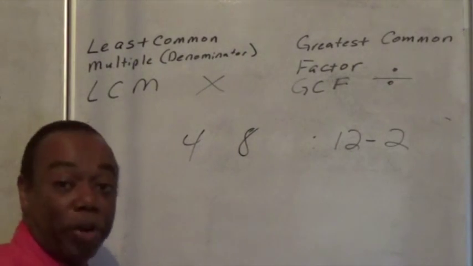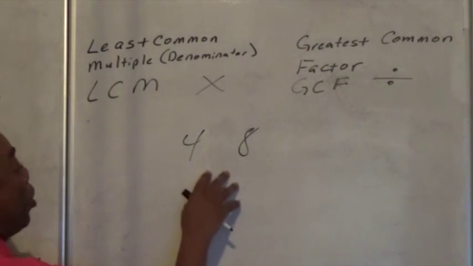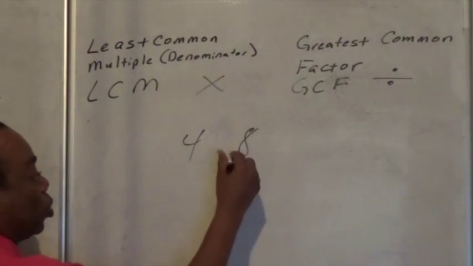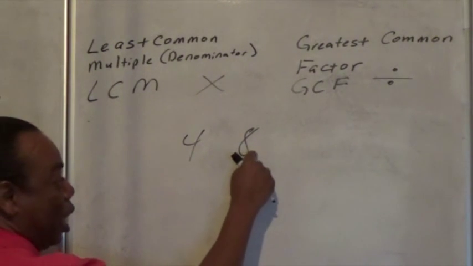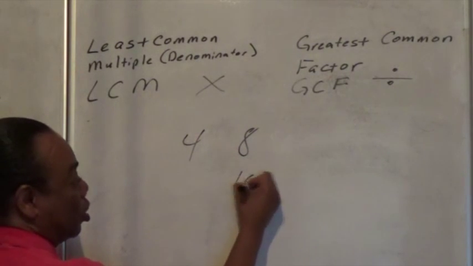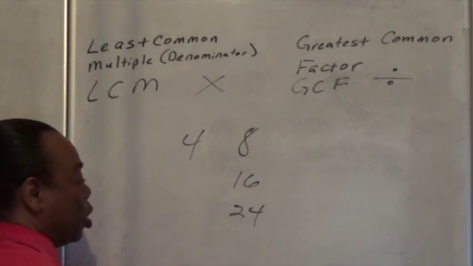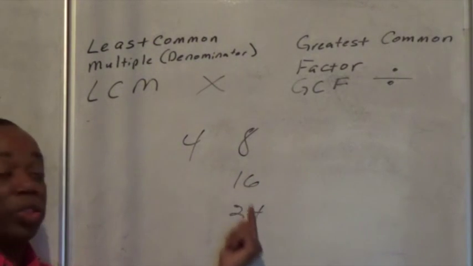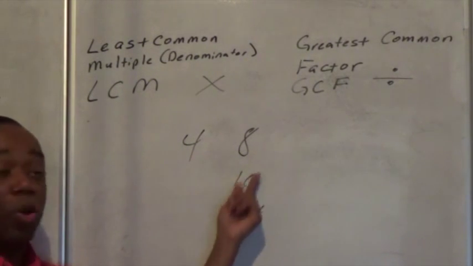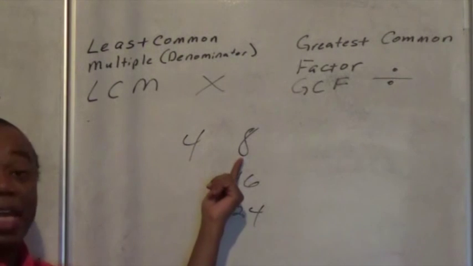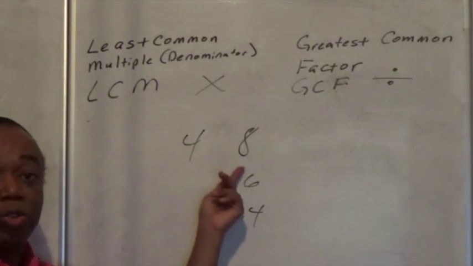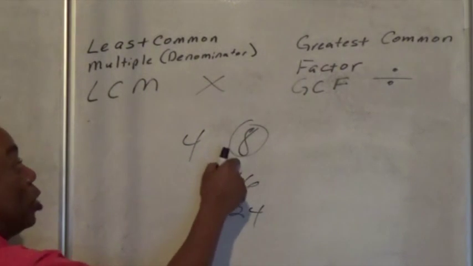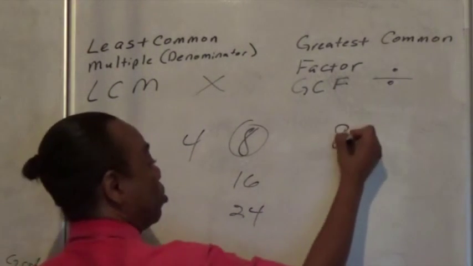Okay, let's try 4 and 8. For the LCM, I use the times table for 8: 8, the next one is 16, the next is 24. Out of the ones I've written, which is the lowest that 4 will go into? That will be 8. So 4 actually goes into 8, or 8 is also in the 4 times table. So that's my LCM, 8.